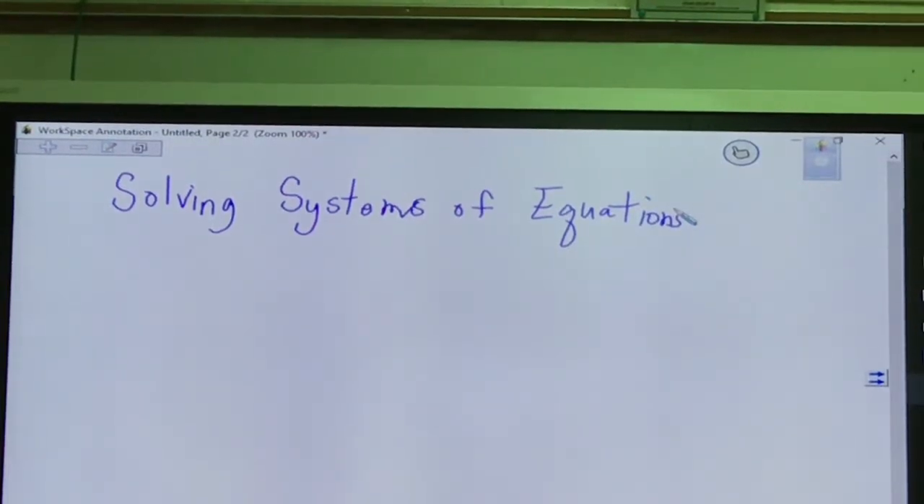Okay, we're going to solve systems of equations using substitution and/or elimination. First thing you need to know is that when you're solving using substitution or elimination, your equations should be in this form. You should have your x and your y on the same side and your constant on the right. Same thing with this.